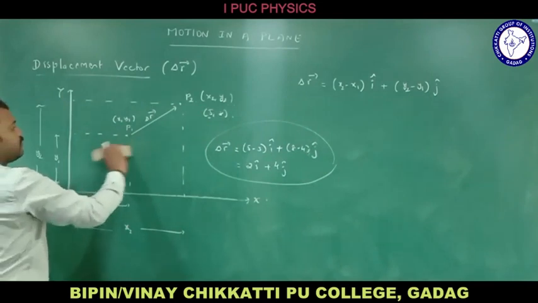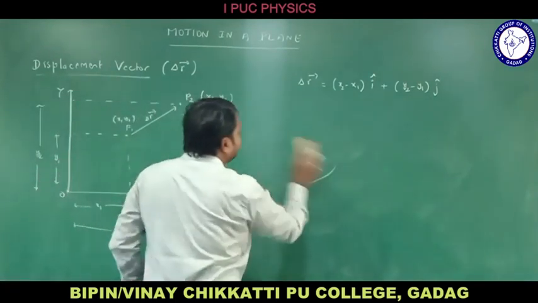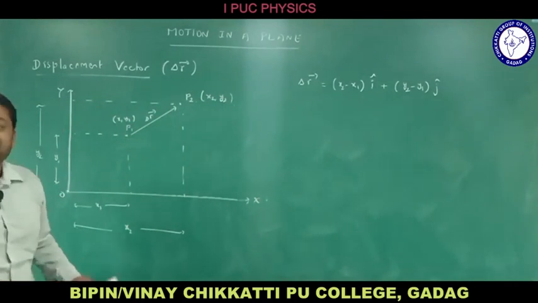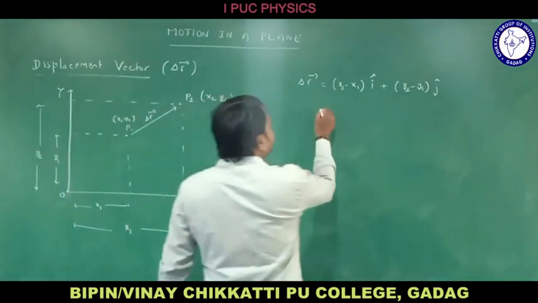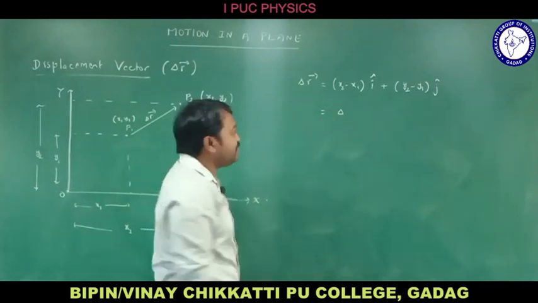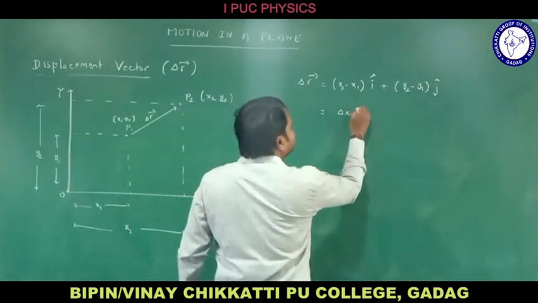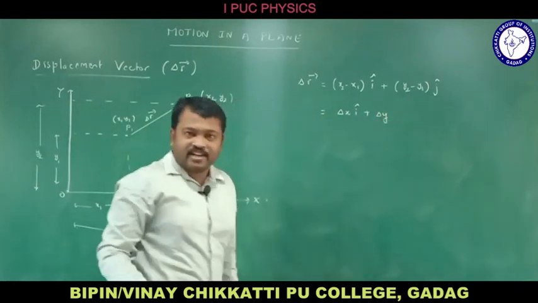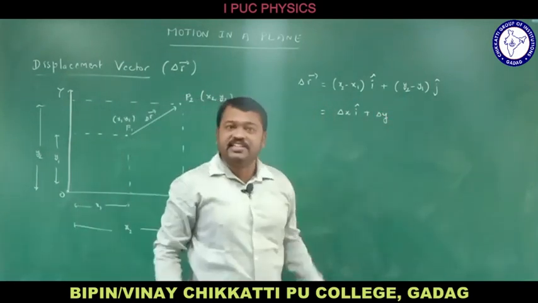Okay, let me write it generally now here. That is delta r cap is equal to x2 minus x1 i cap plus y2 minus y1 j cap. Always the difference is expressed like this, delta. Let me take it like this, delta x i cap plus y2 minus y1, that is delta y, right? So I'll be using delta whenever there is a difference here.